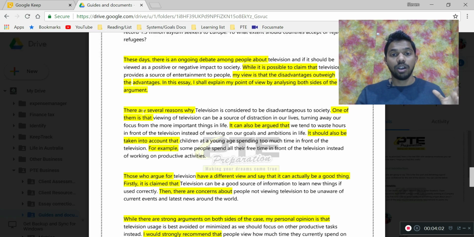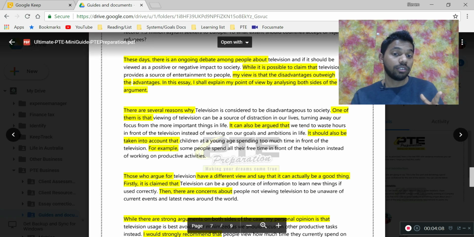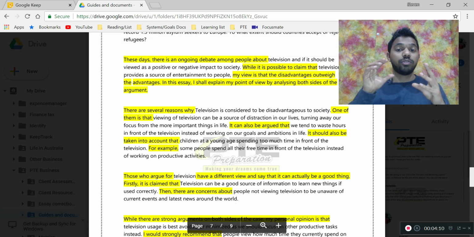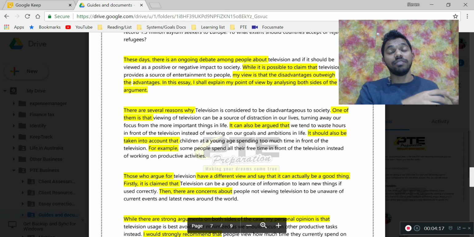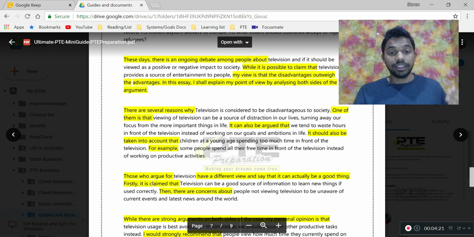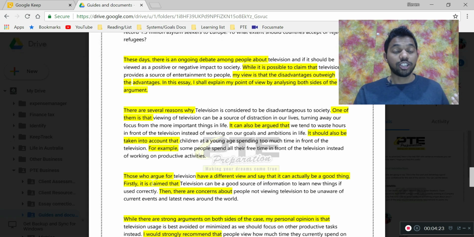So we have about 3, 4, 5, 6 sentences for the stand that you take, and just 3 or 4 sentences for the opposite stand, right? So we are placing more emphasis on the position that we support and that we are arguing for in the essay. So yeah, we said that people have a different view. It can actually be a good thing.